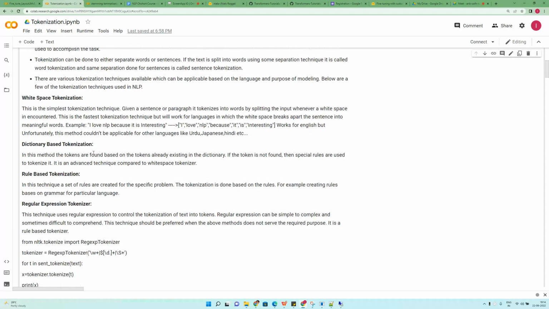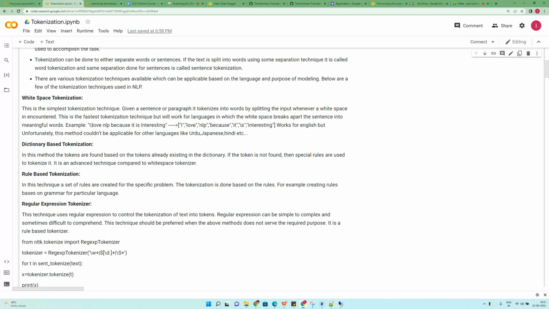The next one is dictionary based tokenization. Basically, you will have a dictionary of words. Then you will look into that dictionary and see whether the word is matching. If the word is matching, then you will divide it. If the word is not matching, you will have some special rules on how to divide it. So let's say I have a dictionary that has I, love, NLP, because, and interesting, but I don't have it and is.